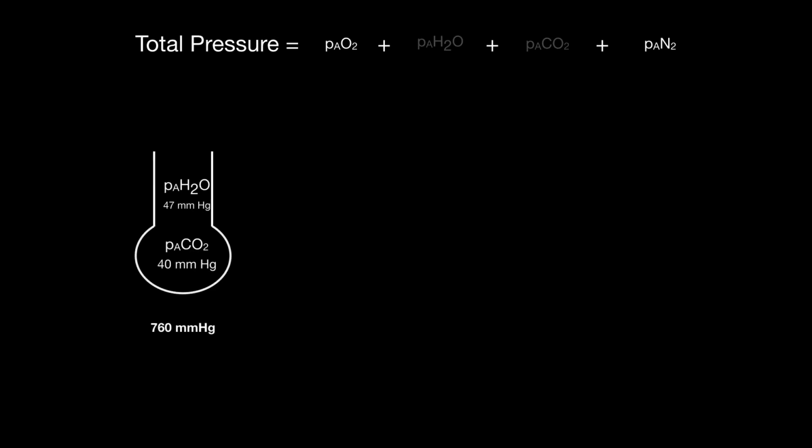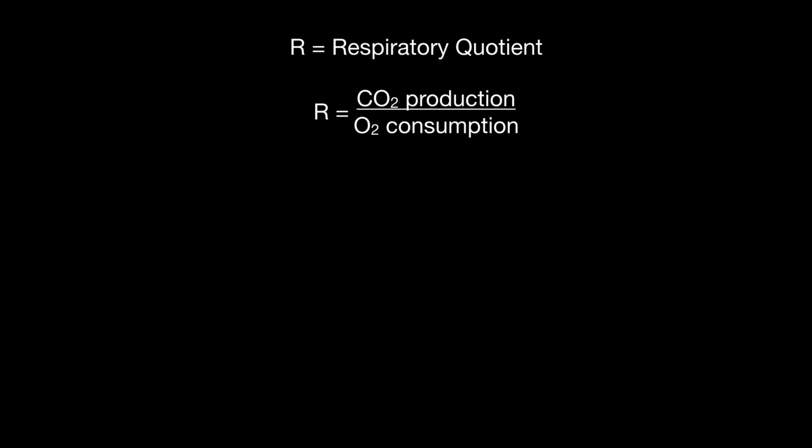So let's now think about the equation for what we have. We have the pressure of oxygen is equal to the pressure of atmosphere minus the pressure of water minus the pressure of CO2. Now, wait, there's this R factor here, and this often gets confusing. So let's pause and think about what R is. R is the respiratory quotient. And the respiratory quotient is a balance between CO2 production and oxygen consumption.